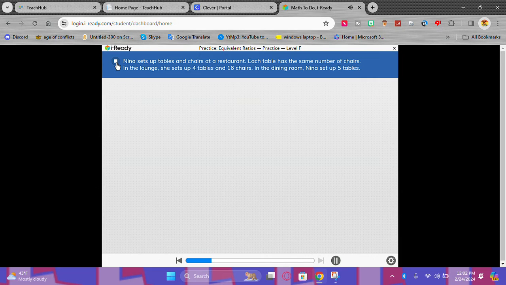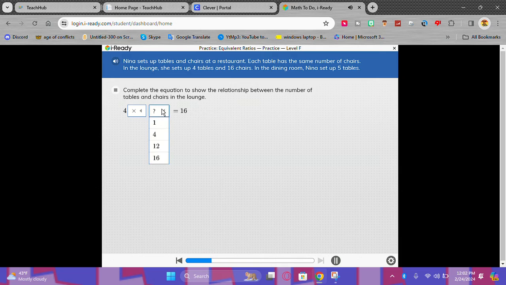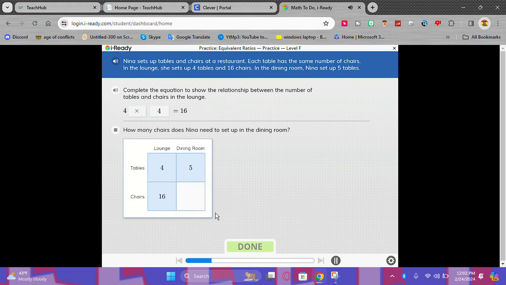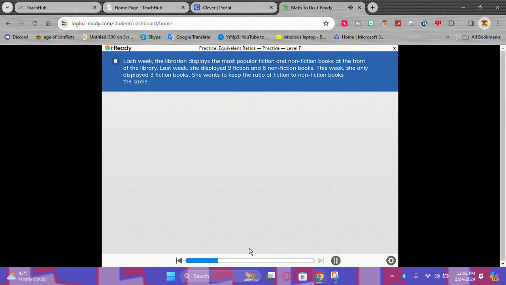Nina sets up tables and chairs at a restaurant. Each table has the same number of chairs. In the lounge, she sets up 4 tables and 16 chairs. In the dining room, Nina set up 5 tables. Complete the equation to show the relationship between the number of tables and chairs in the lounge. How many chairs does Nina need to set up in the dining room?